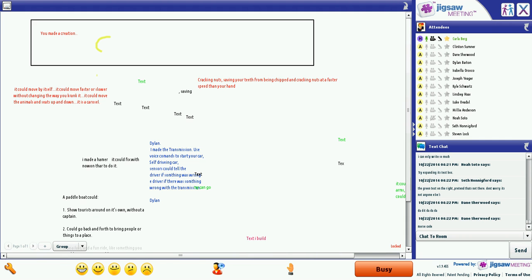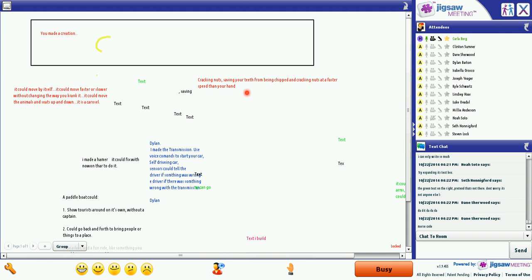Okay, so here's what you guys wrote. First, we are going to go ahead and take a look over here on the left-hand side. It could move by itself. It could move faster or slower without changing the way you crank it. It could move the animals and seats up and down. It is a carousel. Great job.